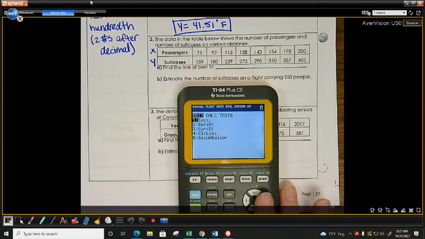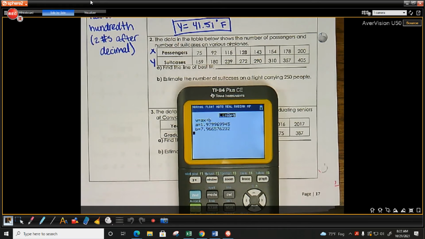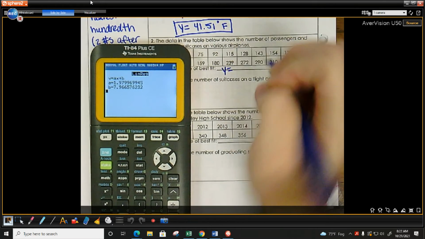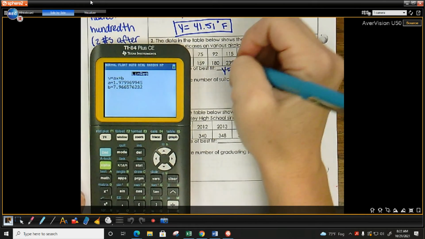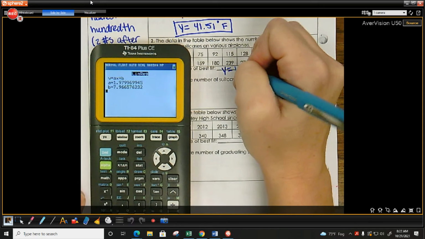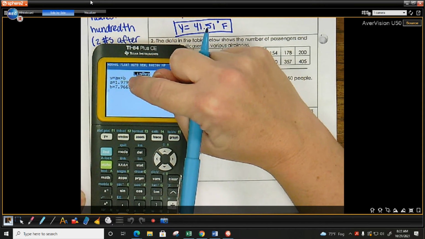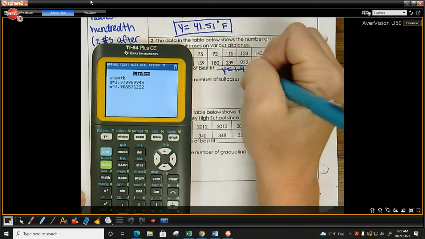Stat, then arrow over to calc, then linear regression. You can either then hit 4 if you would like, guys. Then it goes to this screen, and then you hit enter until it gives you your values. Okay? So, y equals, what's my m? Okay, does a 9 round a 7 up? Yes, 1.98. There you go.